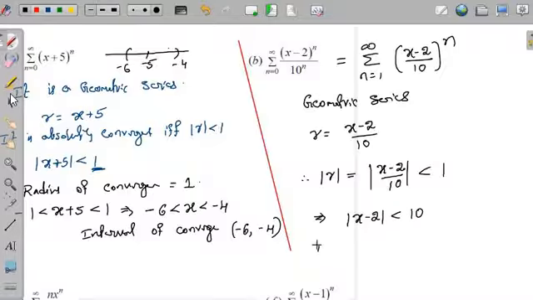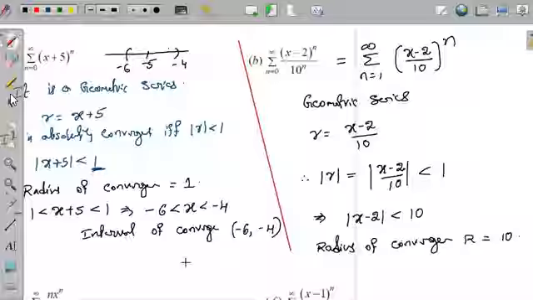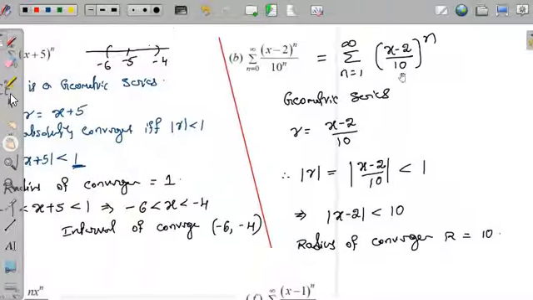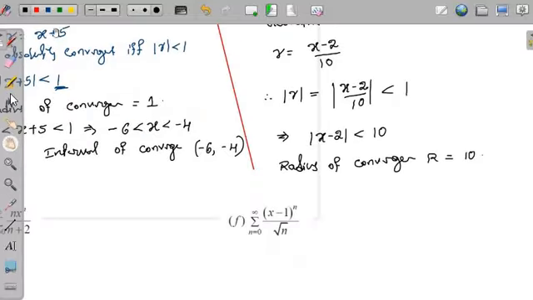Okay. So can you tell me the radius of convergence now? So radius of convergence r equals 10. Why? Because the center is 2, right? So x minus 2 is less than 10 here. So that's why the radius of convergence is 10. All right. Now let us look at the interval of convergence.